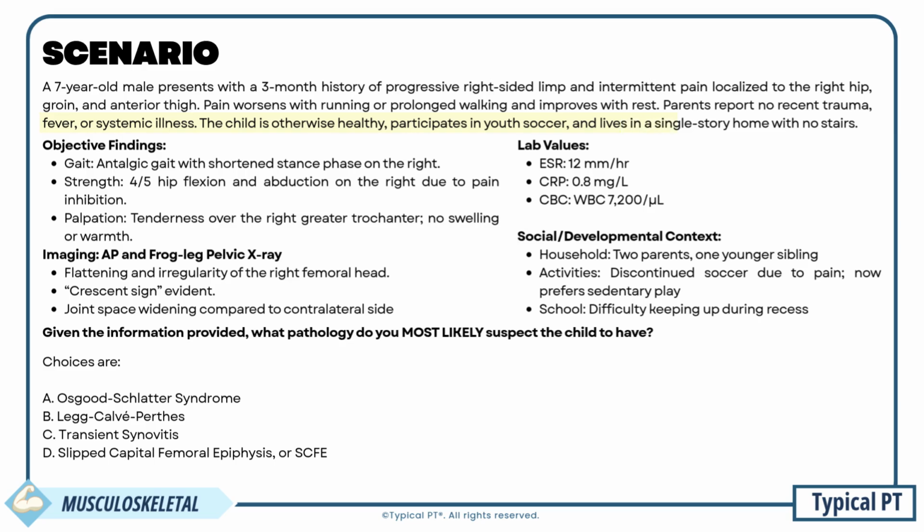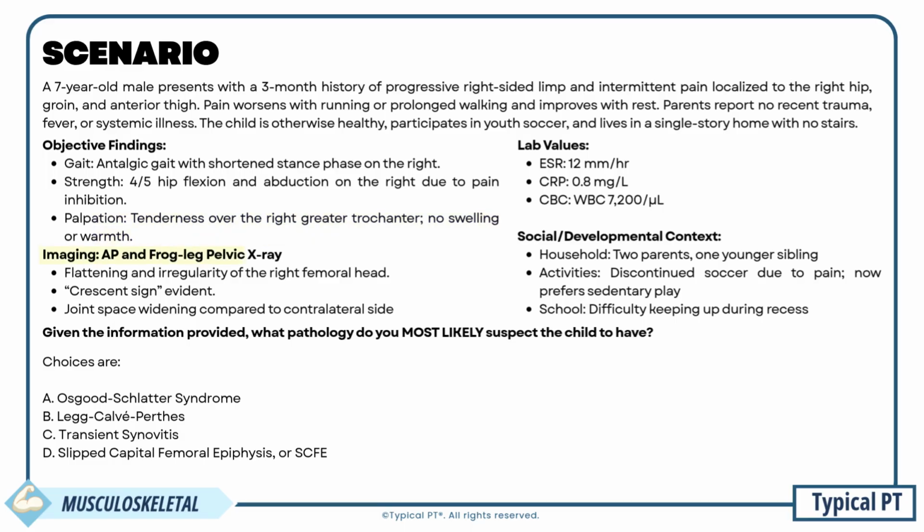The child is otherwise healthy, participates in youth soccer, and lives in a single-story home with no stairs. Objective findings include presence of antalgic gait with shortened stance phase on the right, decreased strength, grade 4 out of 5 hip flexion and abduction on the right due to pain inhibition. Upon palpation, there is tenderness over the right greater trochanter, no swelling or warmth.